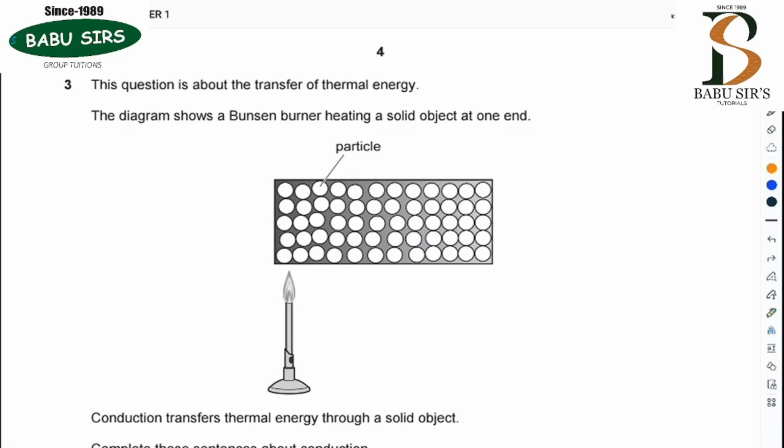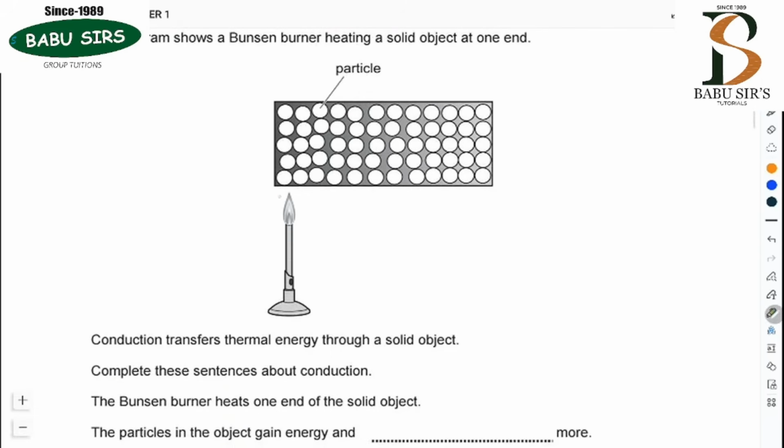Question number 3. This is the question about transfer of thermal energy. Now thermal energy means it is heat energy. The diagram shows a Bunsen burner heating a solid object at one end. So you can see this part is getting heated. Conduction is the transfer of thermal energy. Now what is conduction? Conduction is passing of energy or heat energy from one particle to another.